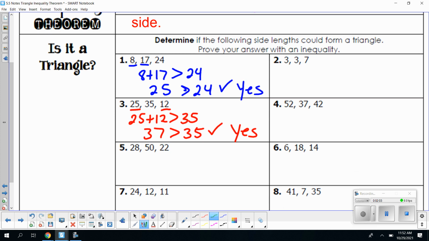One more example, number 5. If we take the two smaller sides, 28 plus 22, they should be larger than 50. And when we add those together, we get 50, and 50 is greater than 50 is not true. It has to be larger than, it can't be equal to. So no, those side lengths cannot represent the sides of a triangle. I want you to pause the video and try number 2 and number 4 and then come back and check your work.